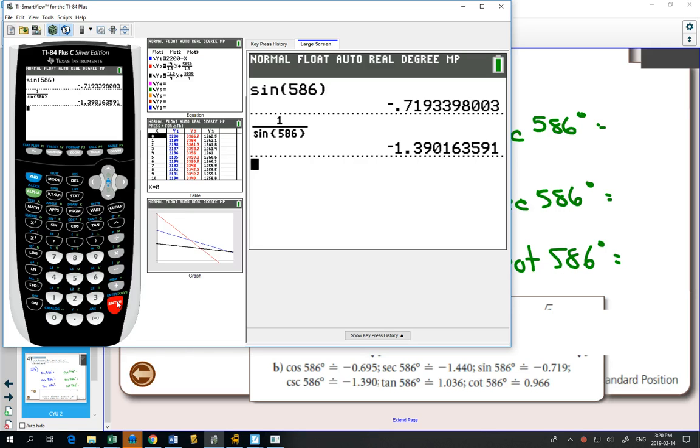So notice that cosecant listed here is negative 1.390. We've got that same answer there. If you just use the divide sign in this case, 1 divided by sine of 586, it works the same way. But the fraction button is nicer, especially in some cases where you have more than one calculation to do. You can have it show up exactly like your textbook has, and you won't have to worry about notation errors or typing things wrong into your calculator.